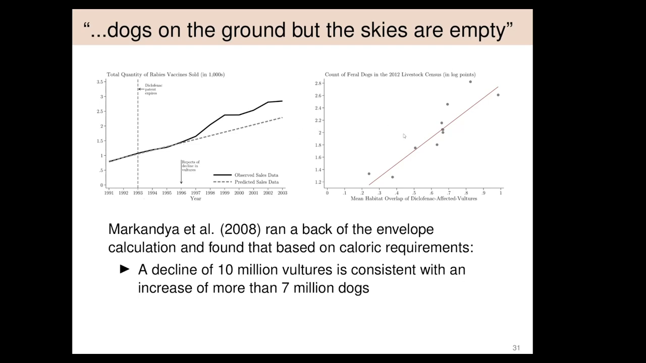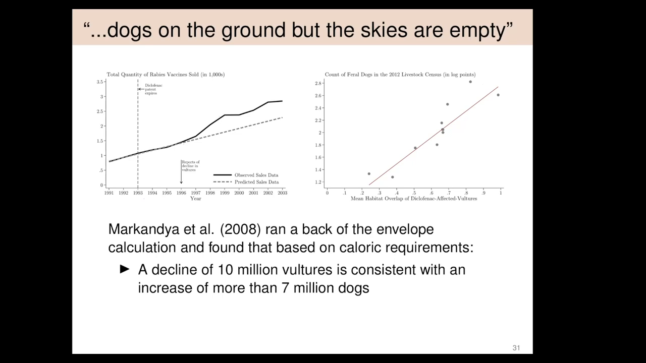We also don't have a panel of feral dogs, but surprisingly from 2012, we do have counts of feral dog populations as part of the livestock census. This was the first year that they really collected precise, well-measured data on those dog populations. And we see this correlation: places that had a larger collapse, because they had more suitability for those vultures, show a cross-sectional correlation between that baseline suitability and degree of collapse with the counts of feral dogs.